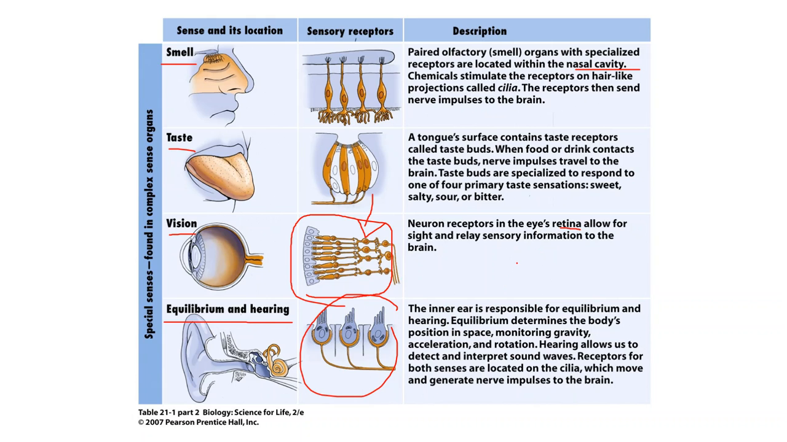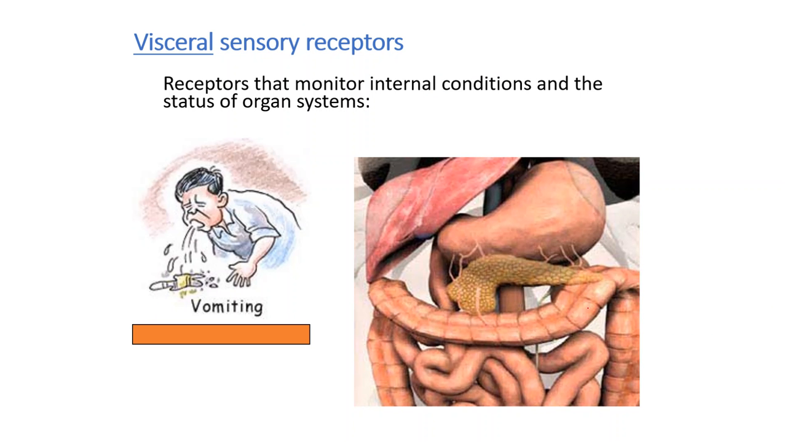Okay, regarding the visceral sensory receptors, these are located all over the place in visceral organs, and these monitor internal conditions and the status of organ systems, and they initiate response whenever values or factors go out of homeostatic range.